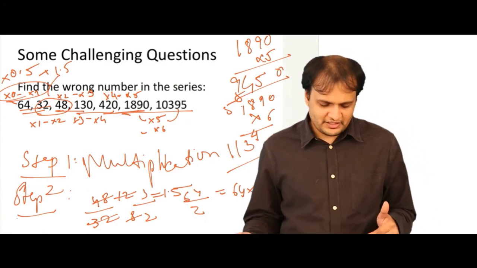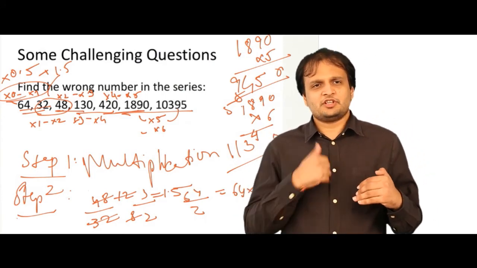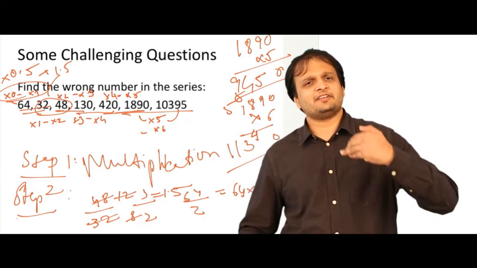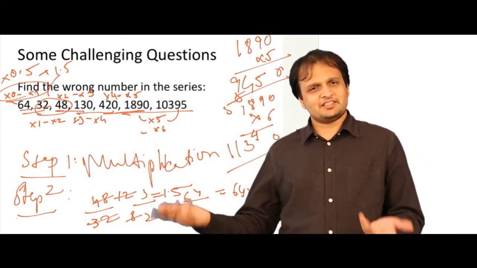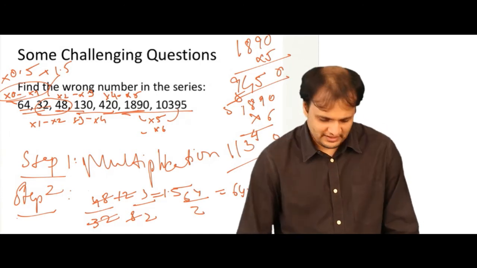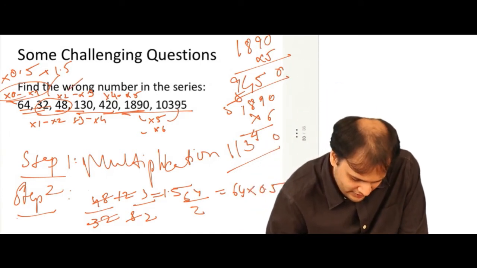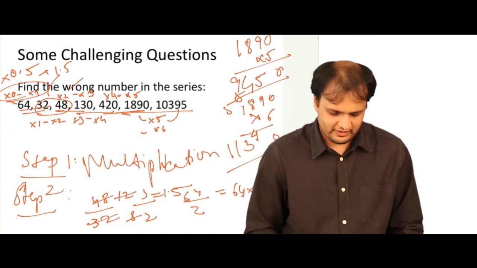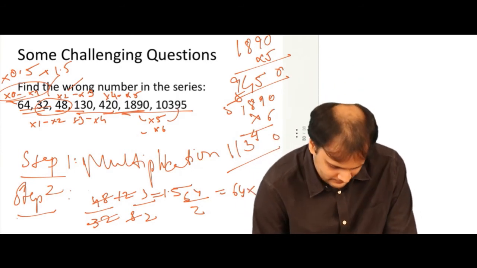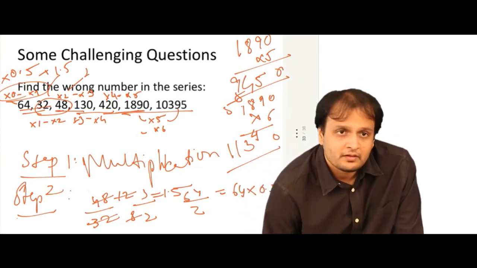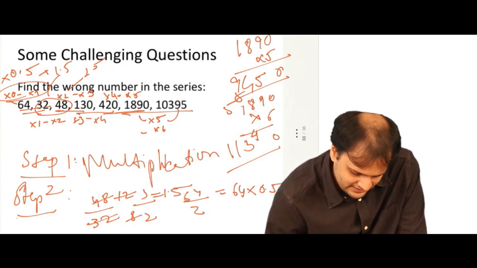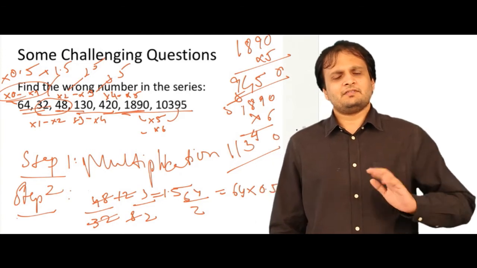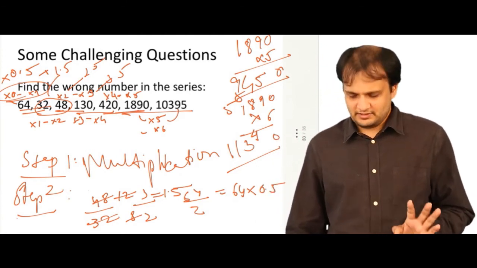Same logic, what should be the next one? 48 into, so 0.5 is done, 1.5 is done, so it should be 48 into 2.5, then into 3.5, 4.5, 5.5, 6.5, that's it. So let's try and do this. See what do you get when you do 48 multiplied by 2.5. Then you see what happens when you multiply the next number by 130 into 3.5 and so on and so forth. Right, and we will be able to figure out what is the answer.